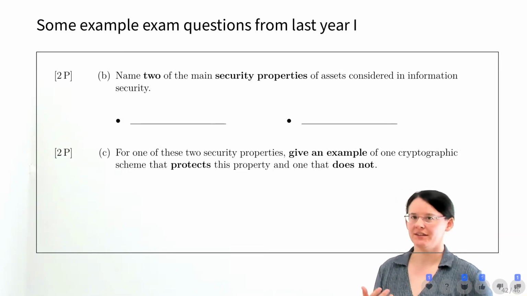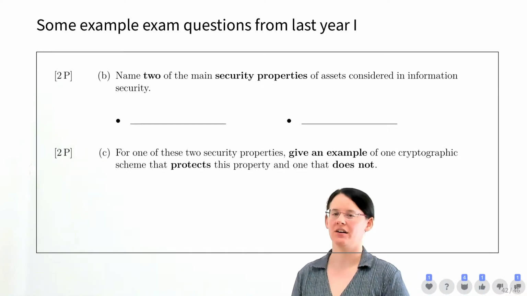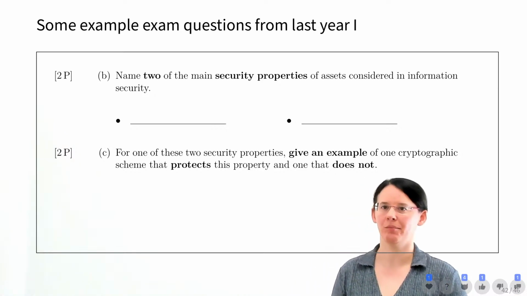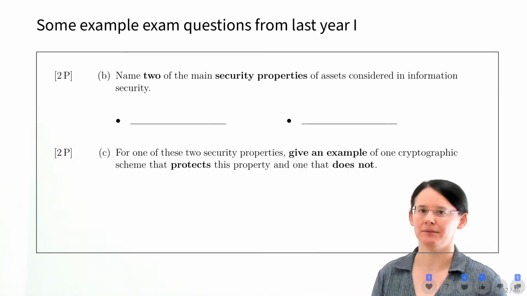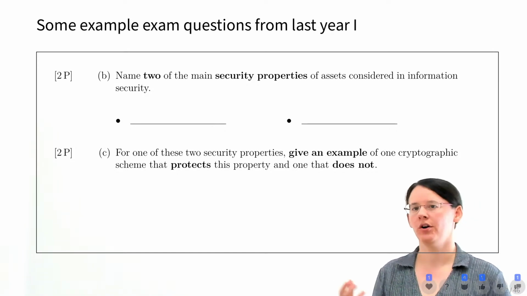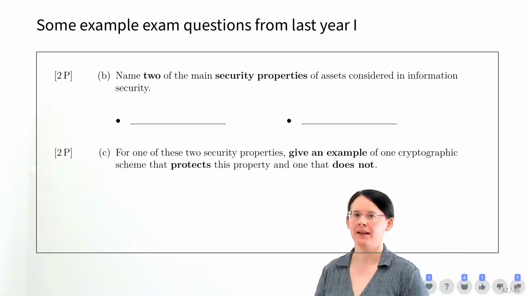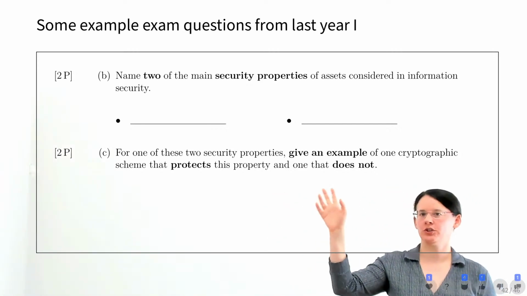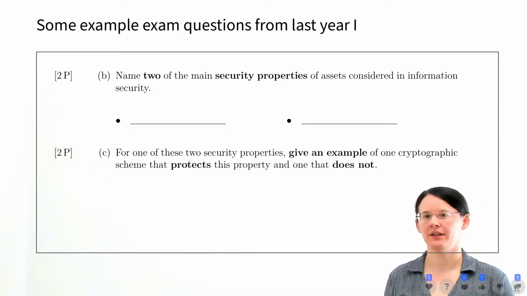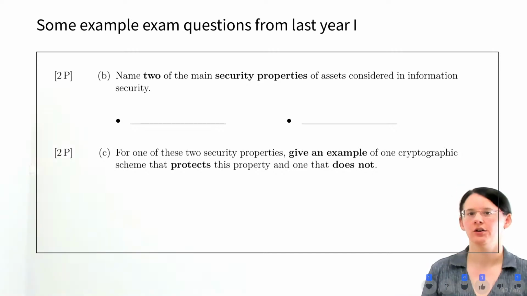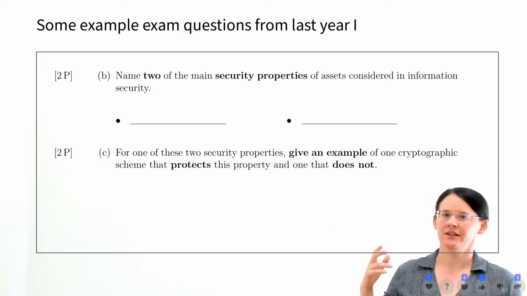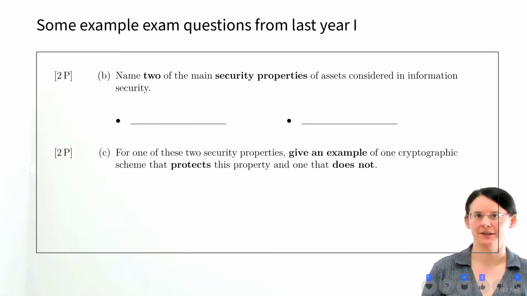So I already mentioned that the security properties something offers are something that's really important to me. So one question that I've asked in the past is, for example, name 2 security properties that we care about in information security. That could be, for example, confidentiality and authenticity. And then name crypto systems which satisfy or don't satisfy this security property. So either they offer confidentiality or not. So for example, something that doesn't offer confidentiality would be a signature. Something that does protect it would be an encryption scheme.